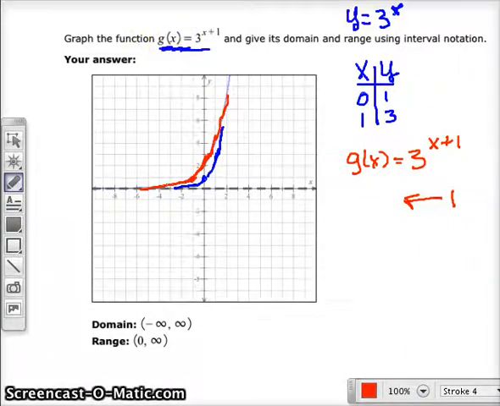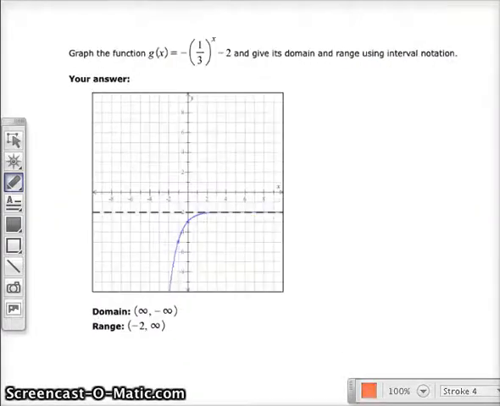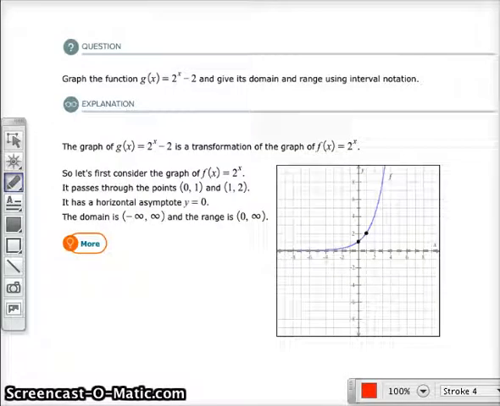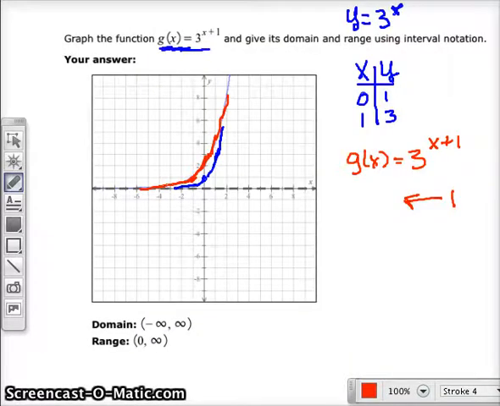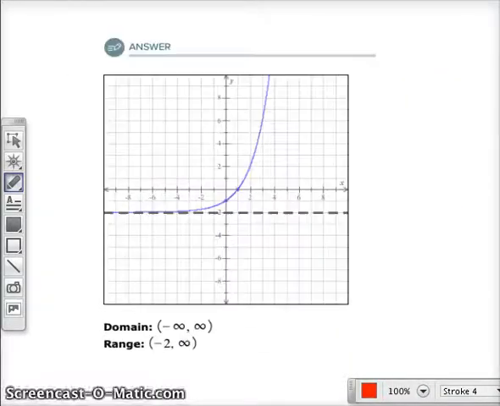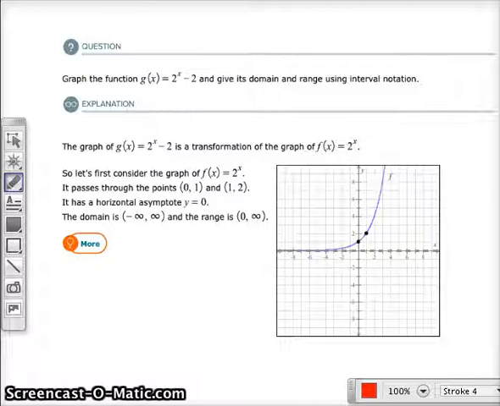All right, let's do that again. Okay, I think I did the last one. That was the last one you had a question about. Let me go back to the beginning. Okay? All right, this one says graph the function g of x is 2 to the x minus 2.